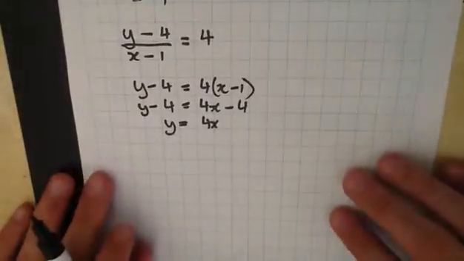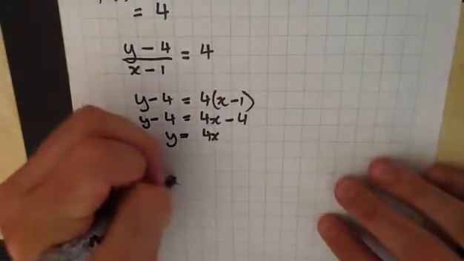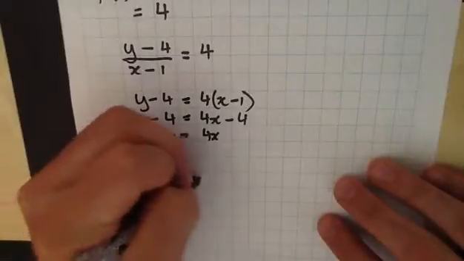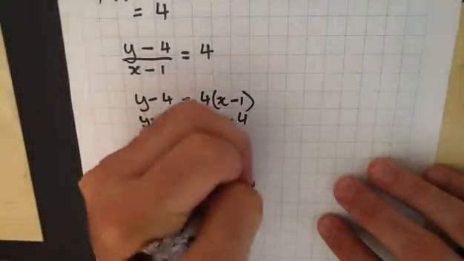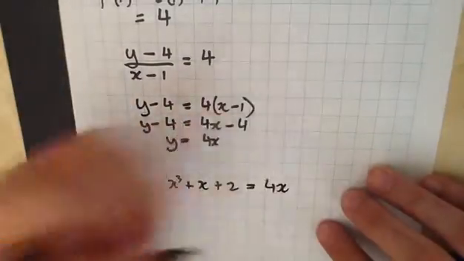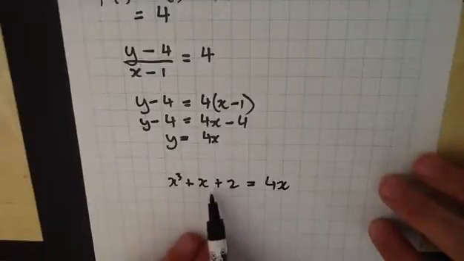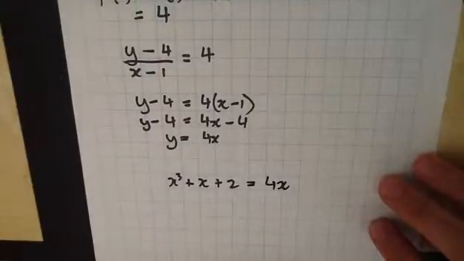So simultaneous equations. I would say this cubic, x cubed plus x plus 2, is equal to the equation of the tangent, which is 4x. So at the points at which they meet, they are equal to each other. So I've got simultaneous equations here.